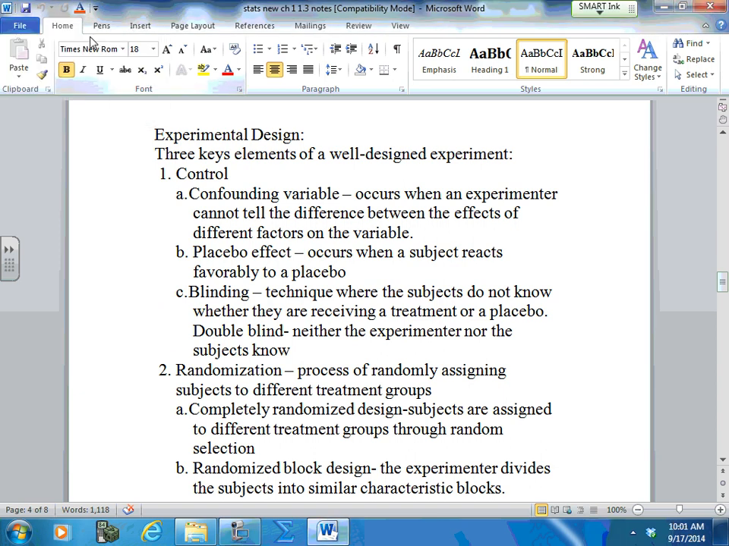Now, there's 3 elements that help define or limit your experiment. One of them is control. You need to have complete control over your experiment. Just as you're doing science, you basically want to change one variable at a time. If you change more than one variable, you might find that you have a confounding variable. A confounding variable occurs in this case.